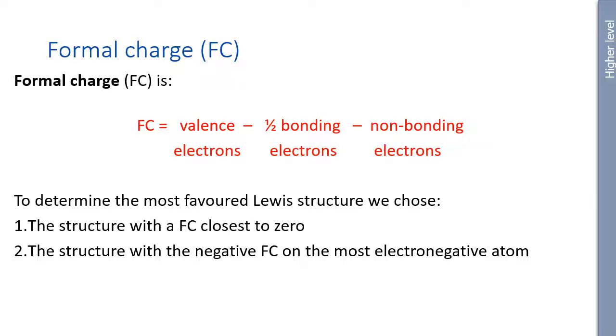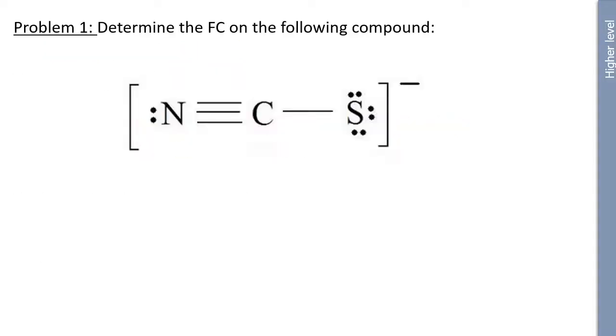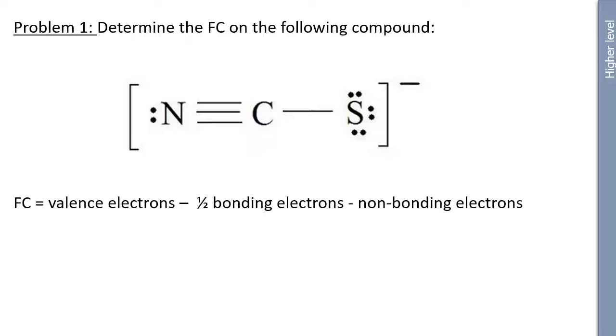Okay, so you might be given a range of different Lewis diagrams for a structure, and you've got to choose the favoured Lewis structure. So let's look at an example, determining the formal charge on the following cyano compound which we have before us. So the first thing you have to do is work out the formal charges on each of the atoms. So the formal charge is equal to the valence electrons minus half the bonding electrons minus the non-bonding electrons. So for nitrogen, which we'll start off with, the amount of valence electrons is 5, because nitrogen is in group 5, it has 5 valence electrons, minus half the bonding electrons.